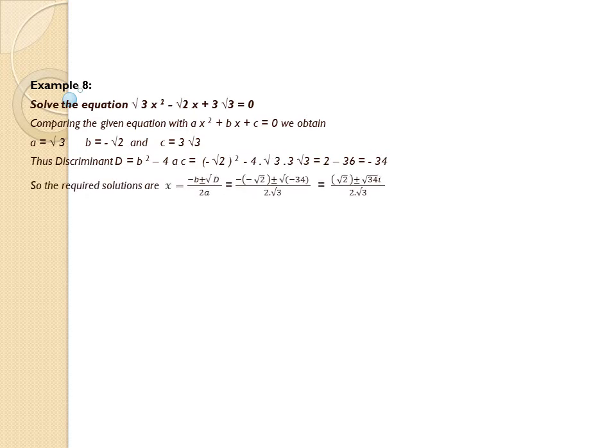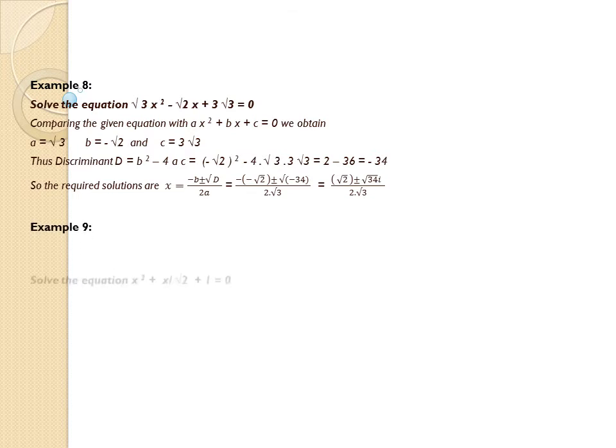So the required solutions are, there are two solutions. One is minus b plus root of D by 2a. Another one is minus b minus root of D by 2a. So I am putting the values of b, the discriminant and a from above. So minus of minus root 2 plus minus root of minus 34 divided by 2 root 3 equal to root 2 plus minus root 34 i, because root of minus 1 equal to i. So I am just putting root 34 into i divided by 2 root 3.